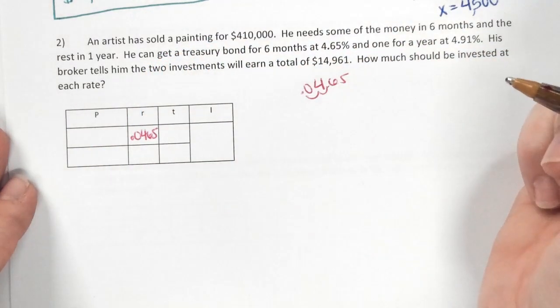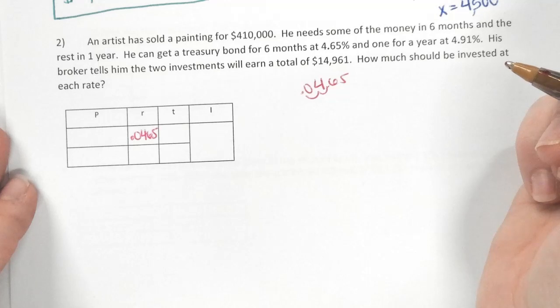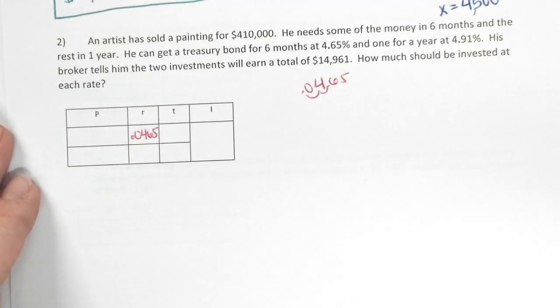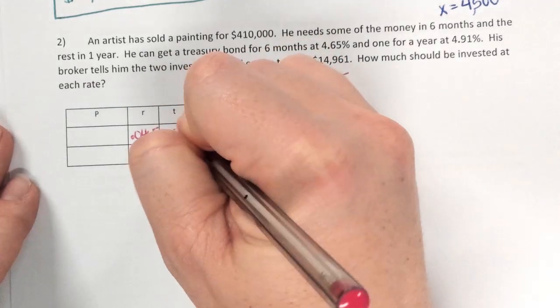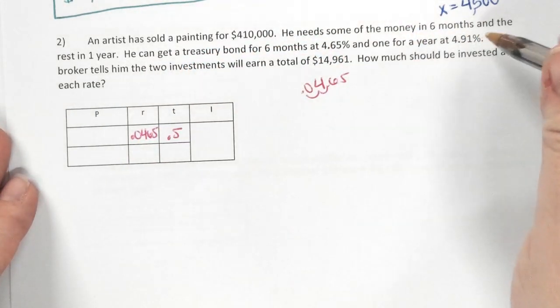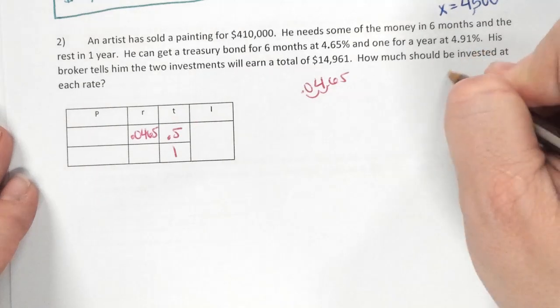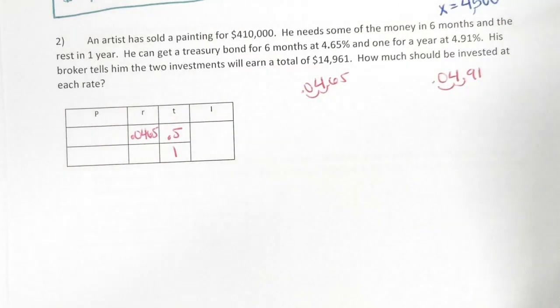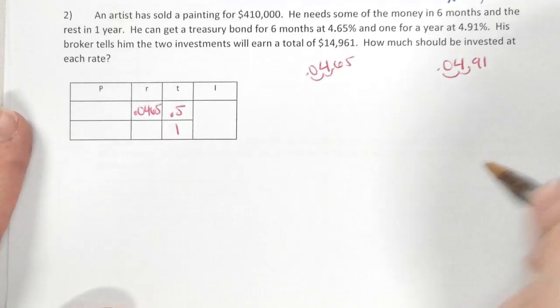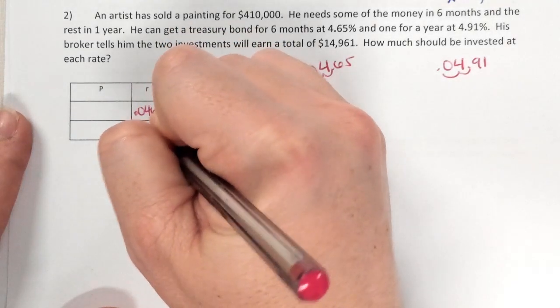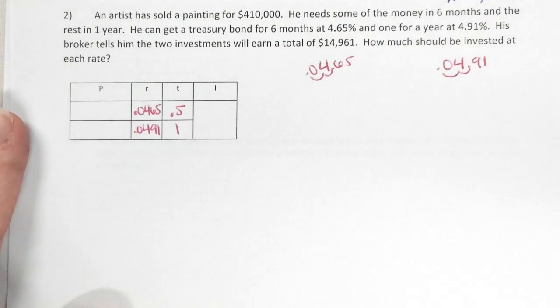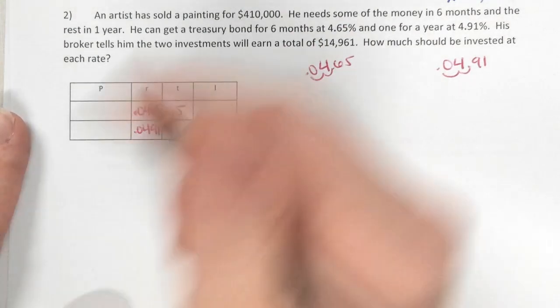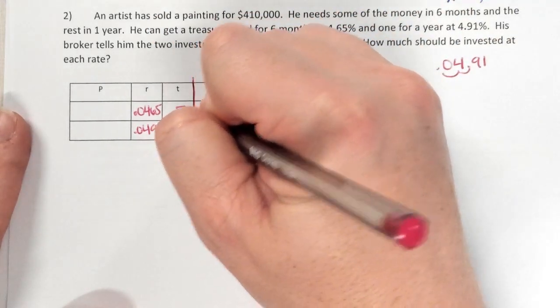At how long? What's the time for that percent? And how do I write that as years? 0.5. Then it says, and 1 year, so time is 1 year, for the 4.91%. So we have to turn that into a decimal, and I get 0.0491. His broker tells him his 2 investments will earn, what earn goes here, $14,961.